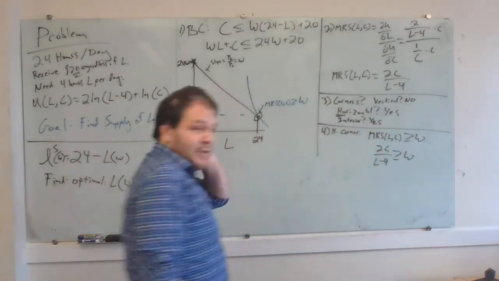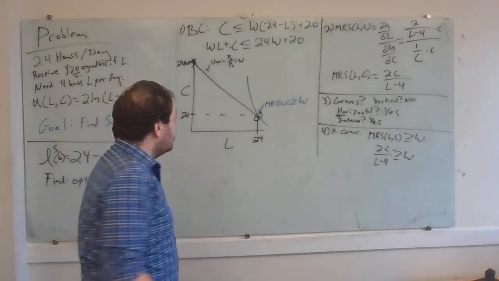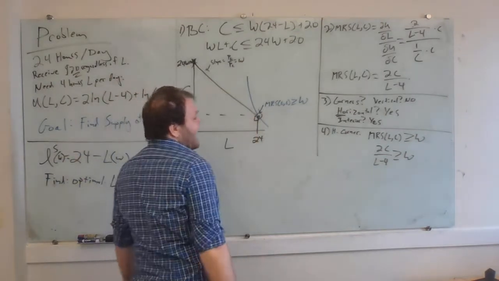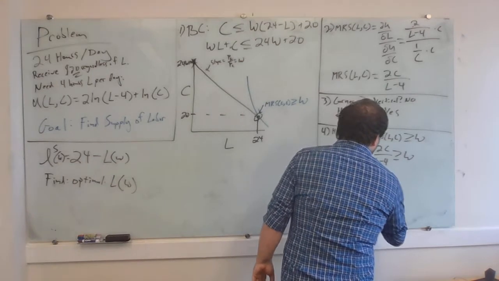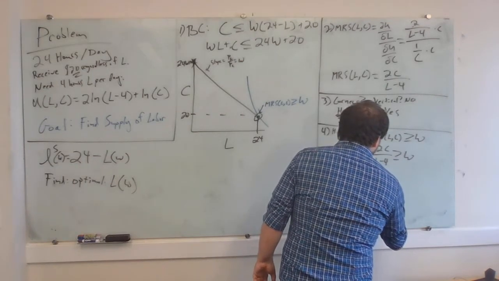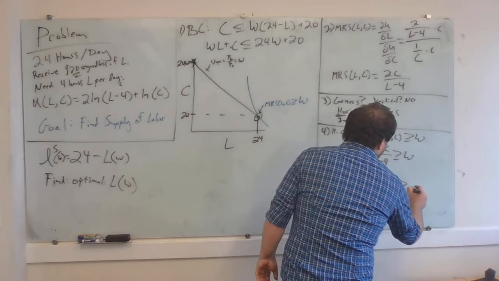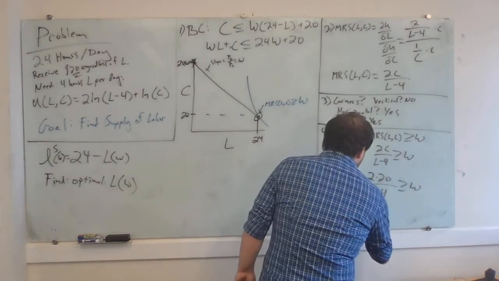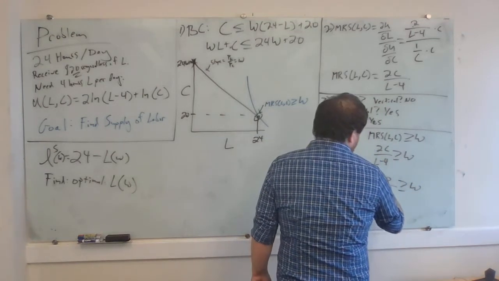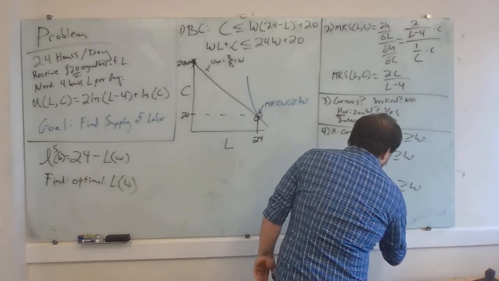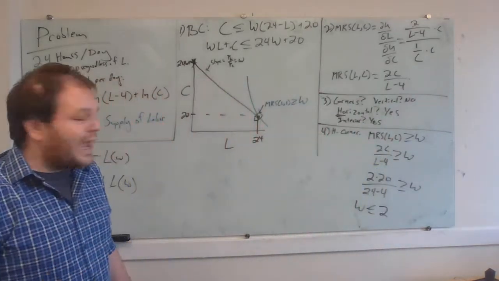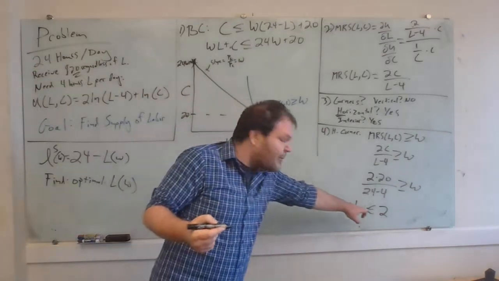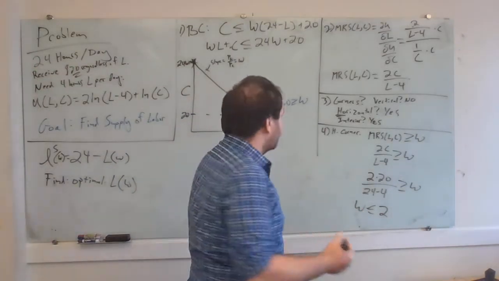Now, this has to be true not just for generic C and L, but for the C and L that I have at this corner. So this is going to tell me that 2 times 20 over 24 minus 4 would be greater than or equal to W, which is going to mean that W would have to be less than or equal to 40 divided by 20, which is 2. So what this is telling me is, if I have a wage less than $2 an hour, I'm going to decide not to work at all.